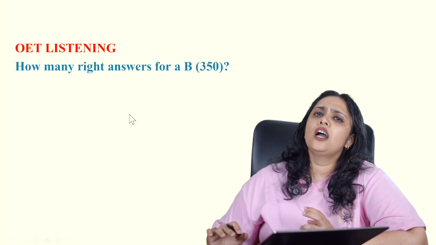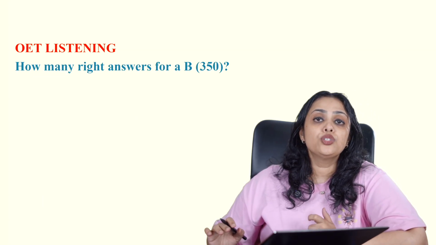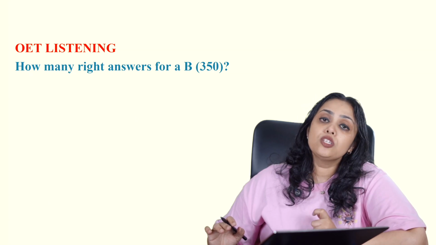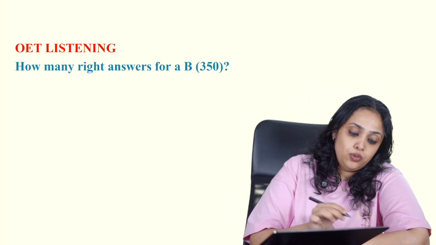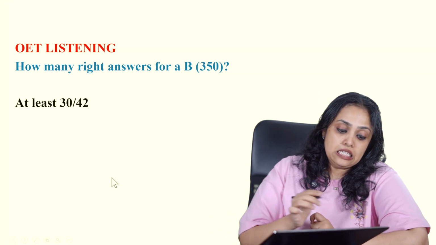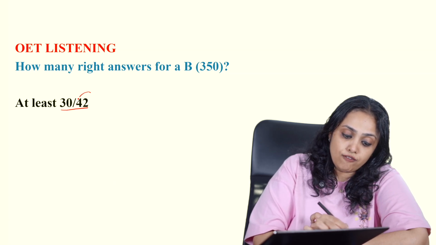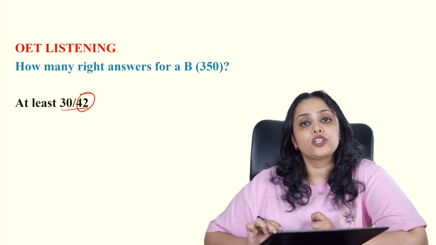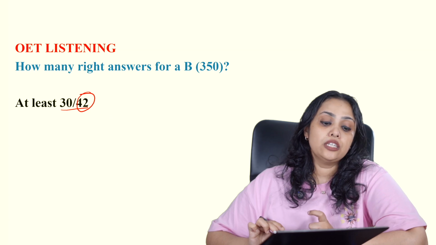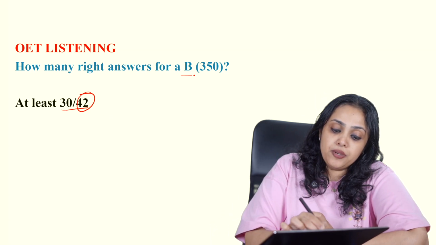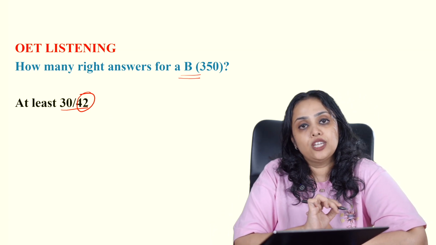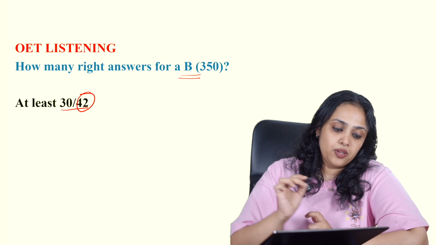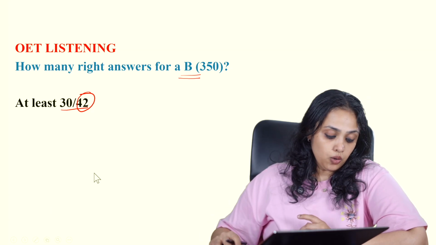Then finally, how many right answers do you need to get in order to get a B score for your listening? You need to get at least 30. In total, you have 42 questions, and out of 42, you have to get at least 30 right answers to get a B grade. That is 350 out of 500. Okay, so that is how listening works.